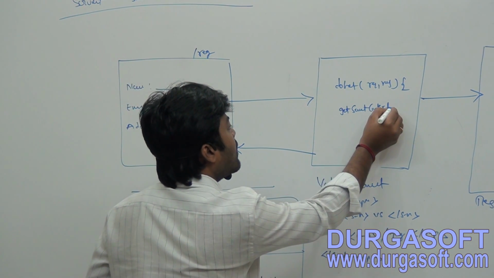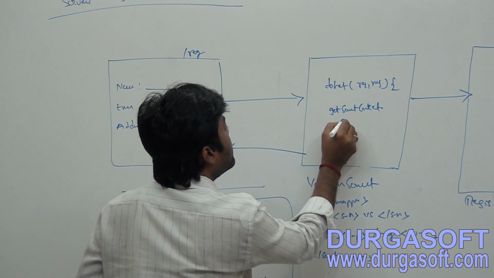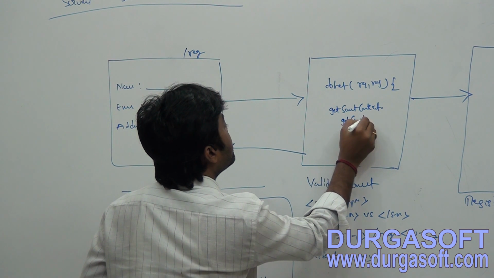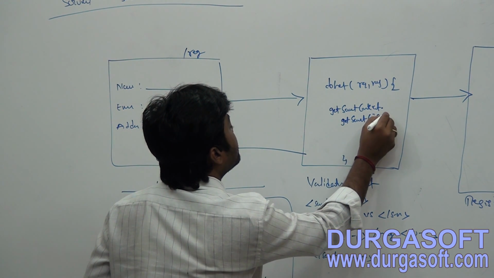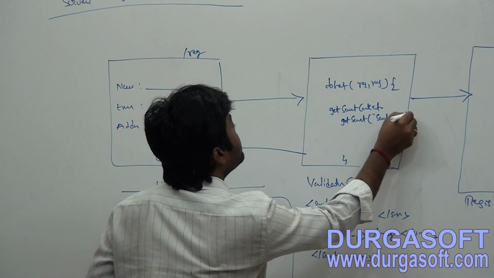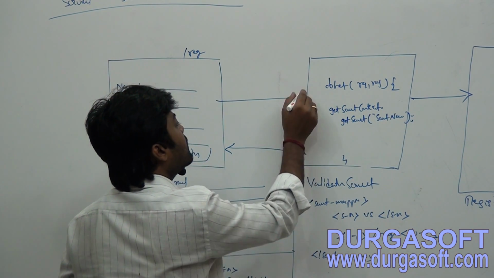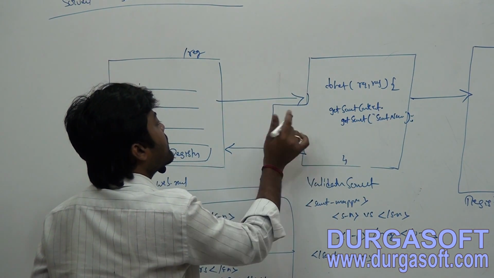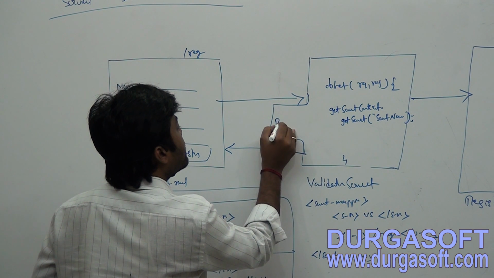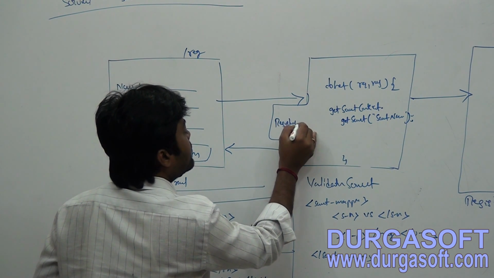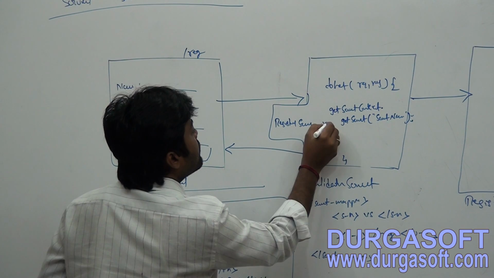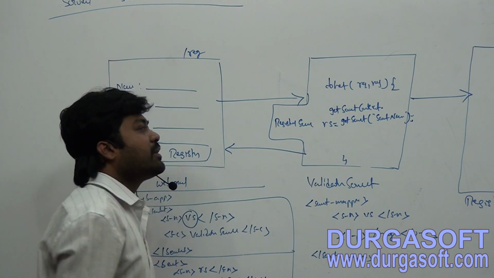Servlet context dot, there is one method, getServlet. Pass your servlet name here. So finally, what will it return? Your servlet reference it will return. My servlet is what? Register servlet. So your registration servlet reference it will return to us.